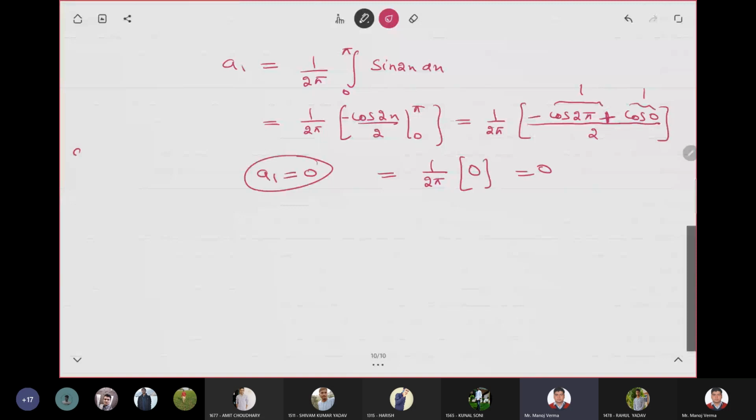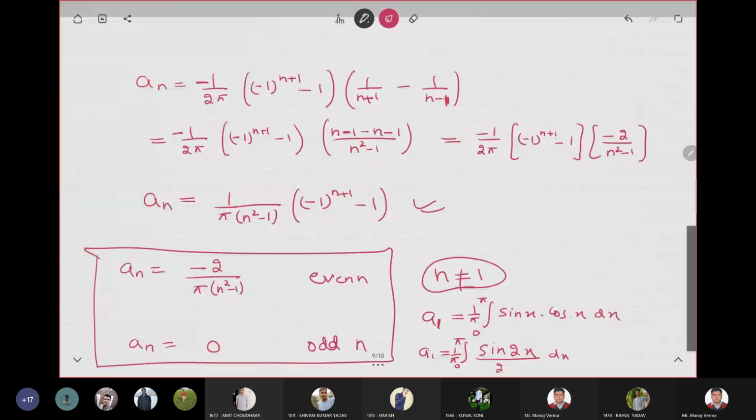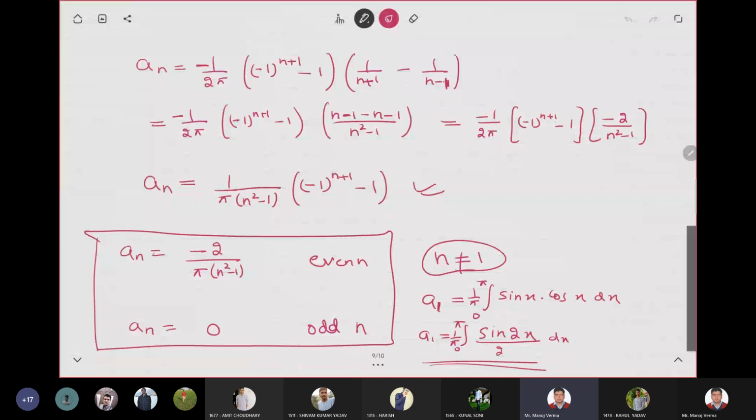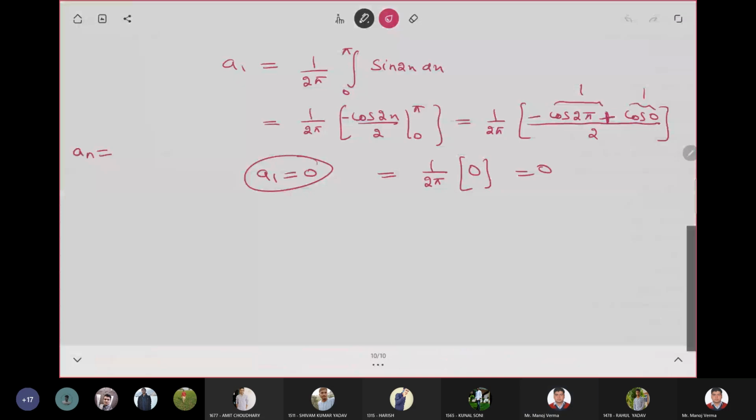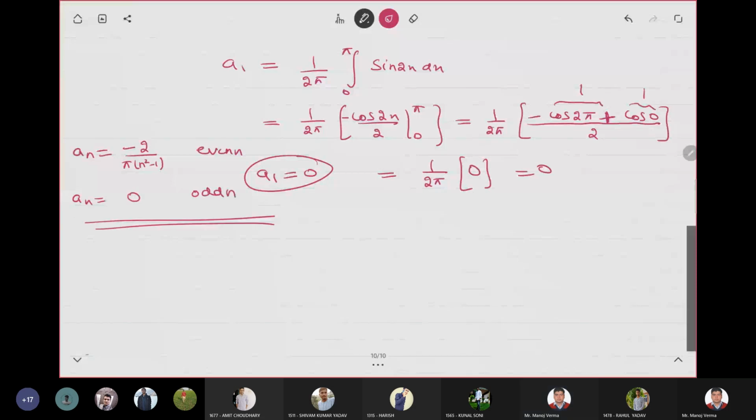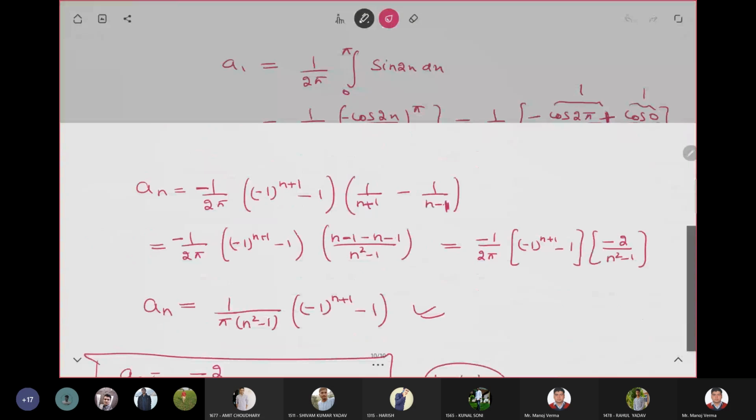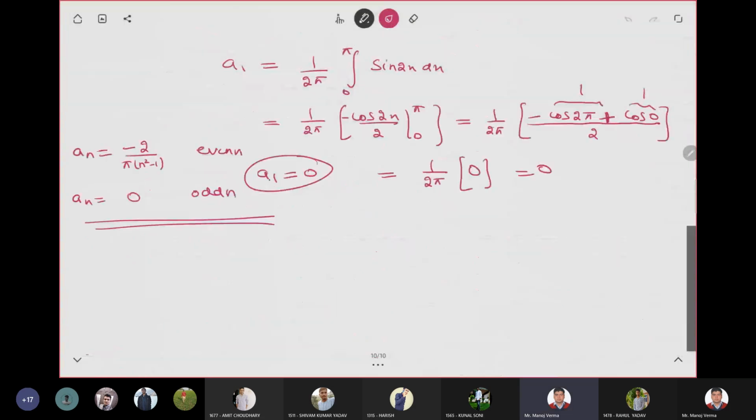And an was minus 2 over pi times n square minus 1. And an was 0 for odd n. Okay, so these are the values for an.